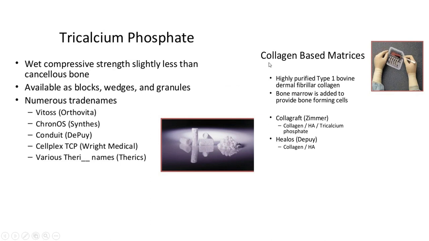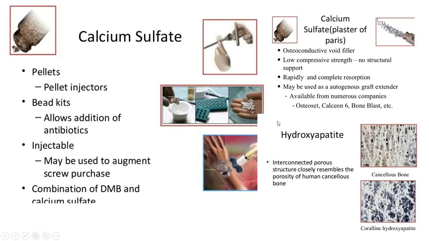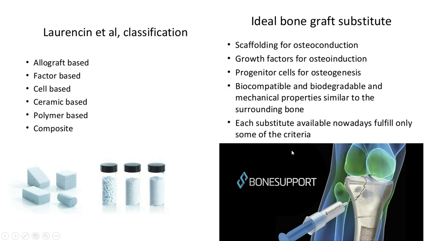And not only that, we can use a collagen based matrix also, which is highly purified, taken from bovine dermal fibrillar collagen, and bone marrow is added with this, and the brand name is Helios or Collagraft. So no need to mug up these names. You just know the basics: what are the things used as substitutes for normal bone graft.